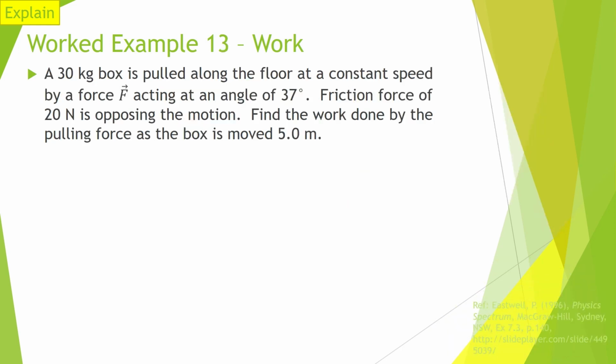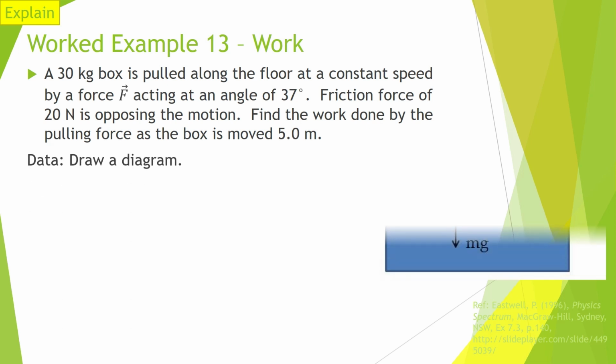Here's worked example 13. A 30 kilogram box is pulled along the floor at a constant speed by a force F acting at an angle of 37 degrees. The friction force of 20 newtons, that's kinetic friction, is opposing the motion. The question is, find the work done by the pulling force as the box is moved 5 meters.